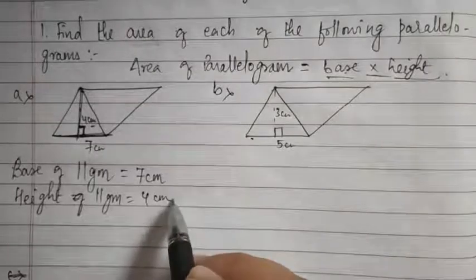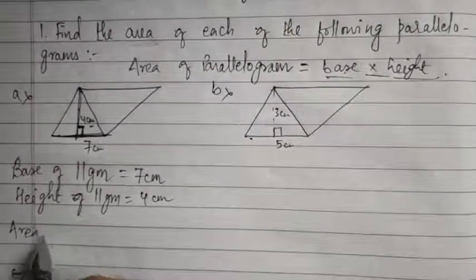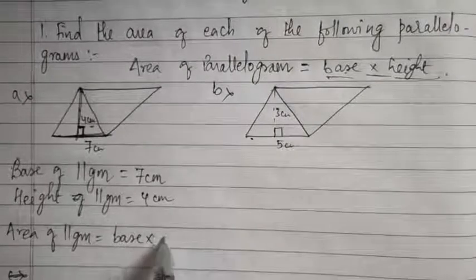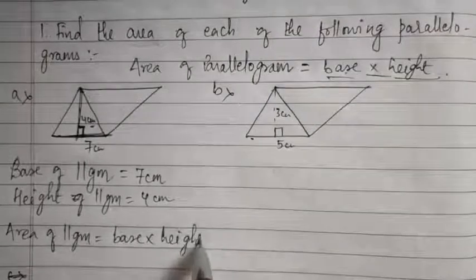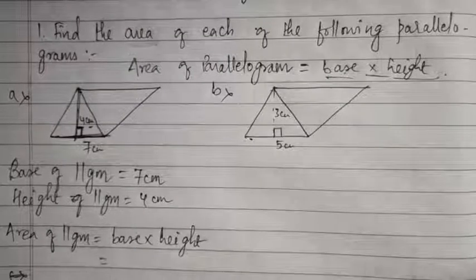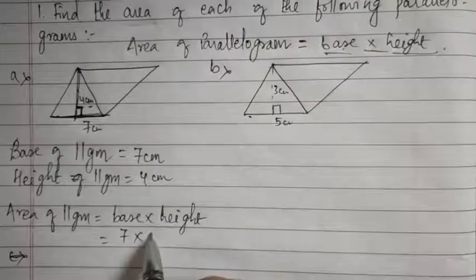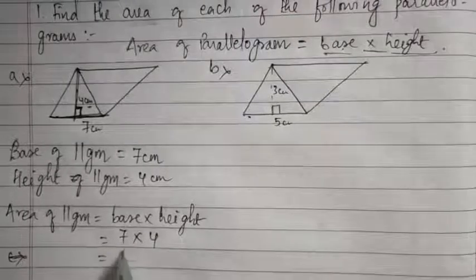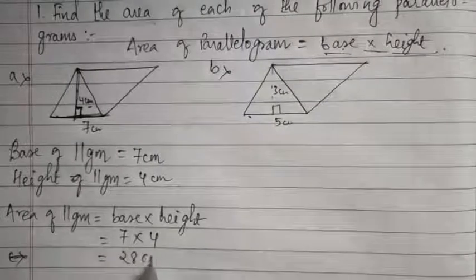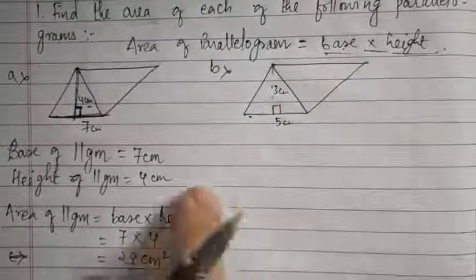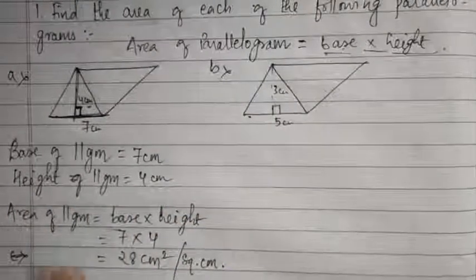It is 4 centimeters. So area of parallelogram is equal to base into height, b into h. Sometimes I may write b into h, so don't get confused. What is the base? 7. What is the height? 4. 7 4s are 28. What is the unit for area? Centimeter square or square centimeter you may write. So this is the way to find out the area.